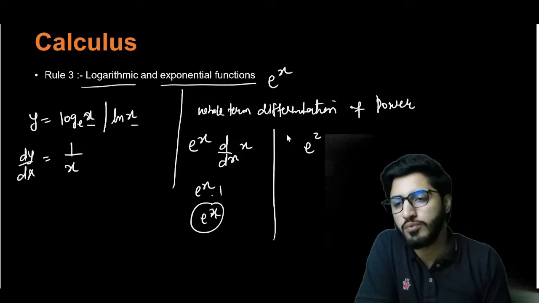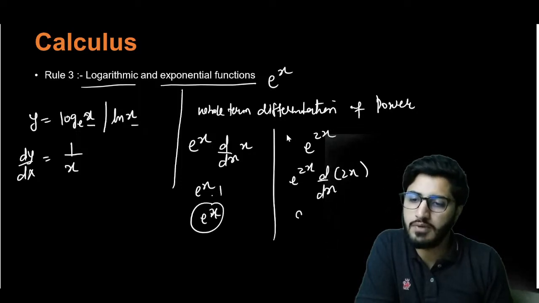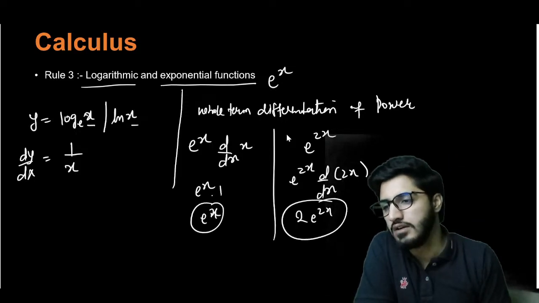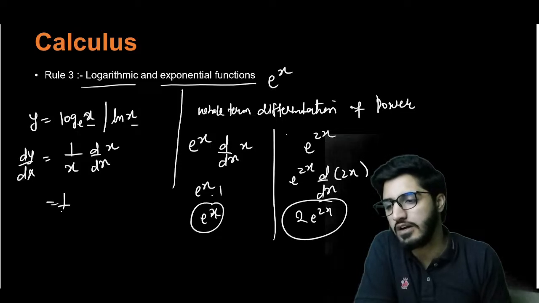Suppose I am having e to power 2x. How can I do it now? E to power 2x, differentiation of 2x. So it will become 2e to power 2x. Clear? Same here for log, it is differentiation of x. That's why we are having 1 by x into dx is 1. So I get 1 by x only.